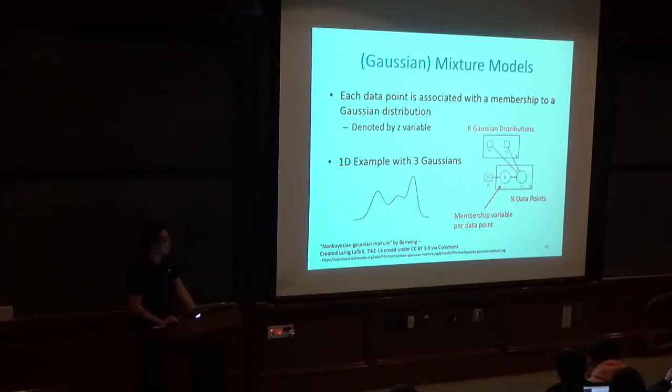How you would sample data here is first you would sample a cluster. Each cluster has a base probability of being sampled. Then you would sample a data point conditioned on that cluster, and that data point will be Gaussian distributed.